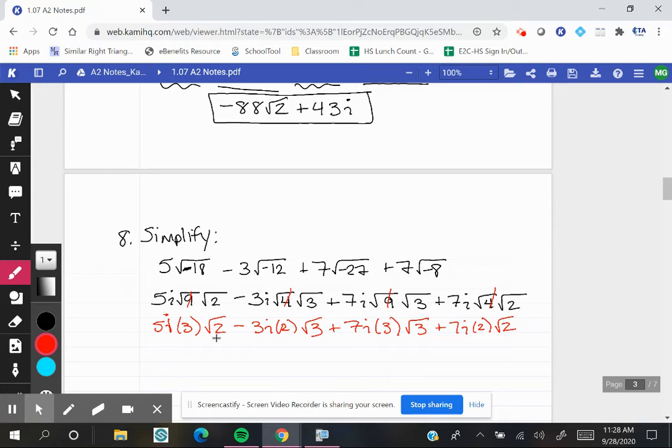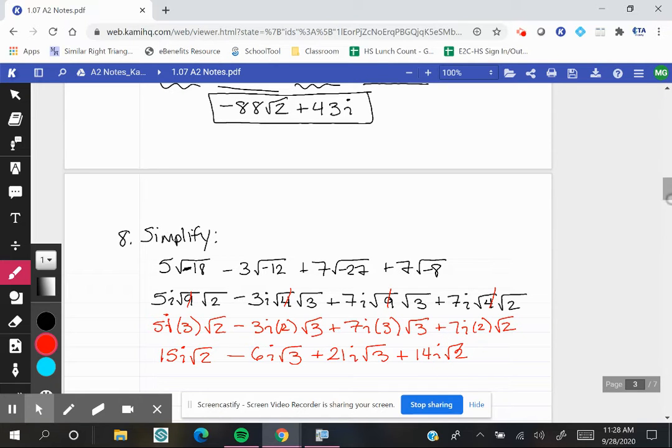Let's continue simplifying. So now with multiplication and with i's, I can multiply it all together. So 5 times 3 is 15i rad 2. 3 times 2 gives me 6i rad 3. So the radicals still follow the same rules. We can't do anything with those. 7 times 3 is 21i rad 3. And then 7 times 2 is 14i rad 2.